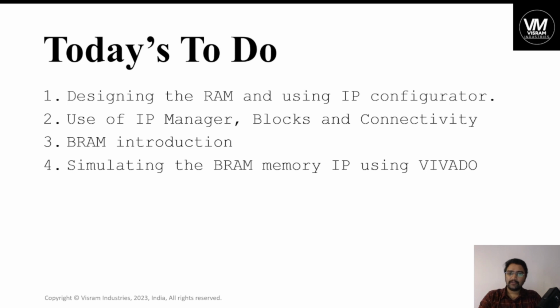So every EDA tool has this kind of IP licenses and IP managers. We need to check whether the license is available for that particular IP that you are using to develop on the FPGA. So this is the second methodology of developing on the FPGA. The first one we know: developing the architecture using VHDL or Verilog HDL script. Now we will be developing using blocks, IP blocks. So: designing the RAM and using IP configurator, use of IP manager, blocks and connectivity.